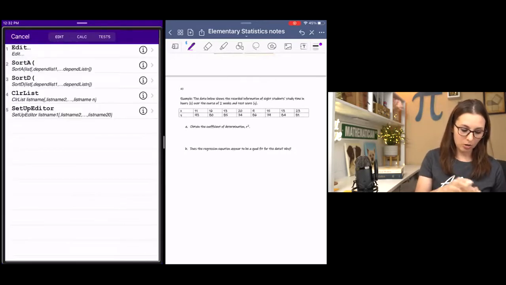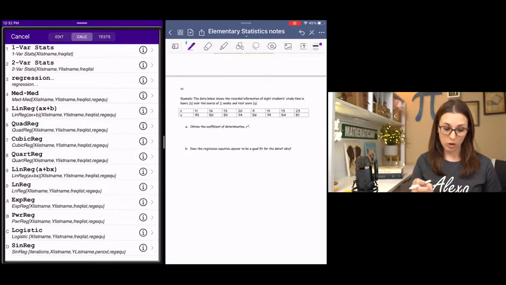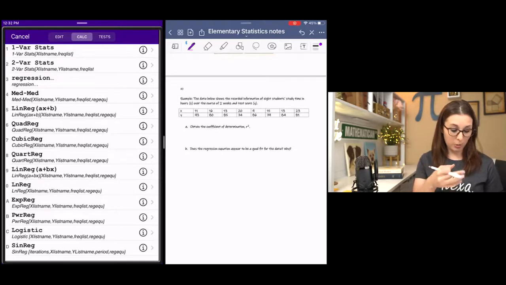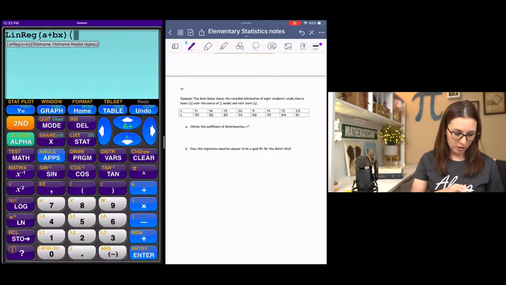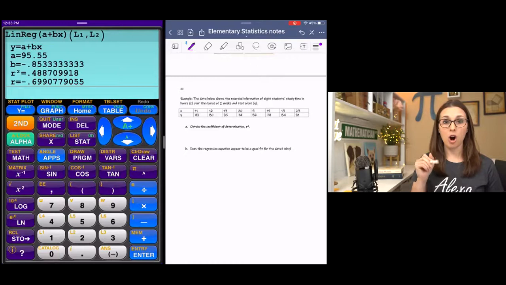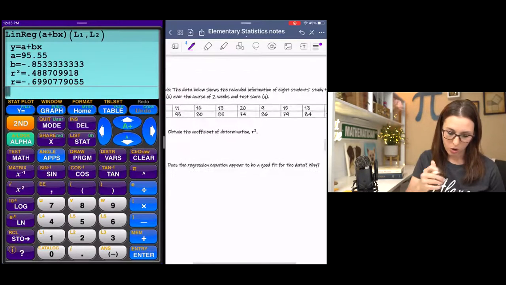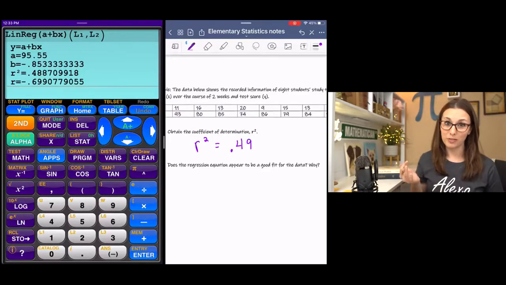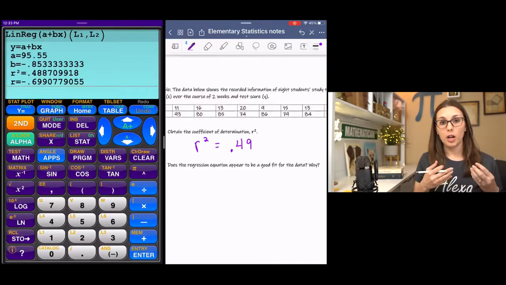Stat, Calc. This is still part of linear regression. So I'm going to go to linear regression. I think I've been choosing number 9. A number 5 would work too, but it doesn't matter. Second L1, comma, second L2, close it, enter, and you'll see the fourth line says R squared. So R squared is about 0.49, which is what we found when we did it by hand. So hopefully that helps you see where it comes from.